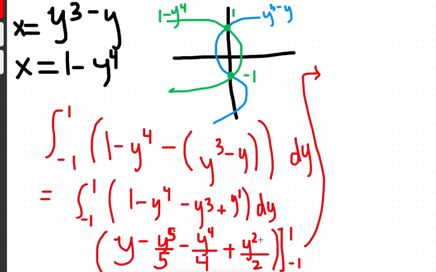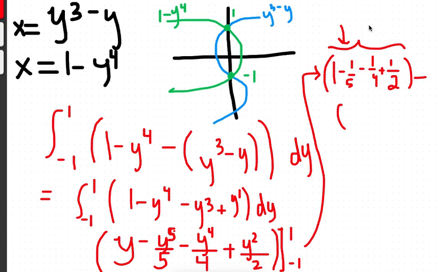You're going to take all of this and evaluate it at 1, and then all of this and evaluate it at -1 and subtract. So when you do that, at 1, everywhere there's a y, you're going to sub in a 1. So 1 minus 1 over 5 minus 1 over 4 plus 1 over 2 minus, so this is all when y is equal to 1.